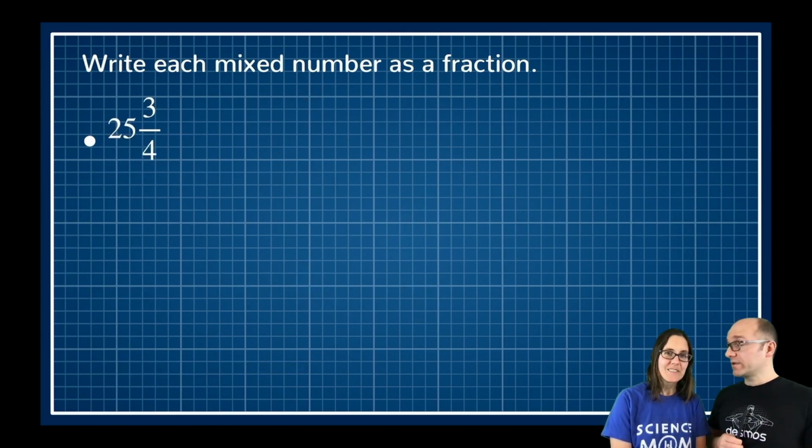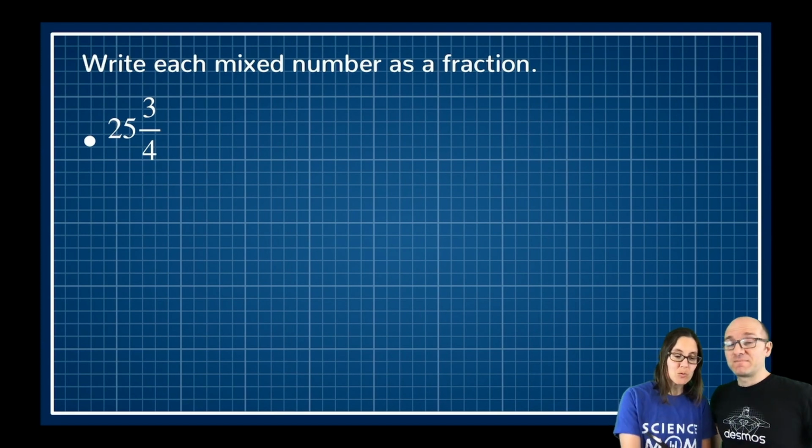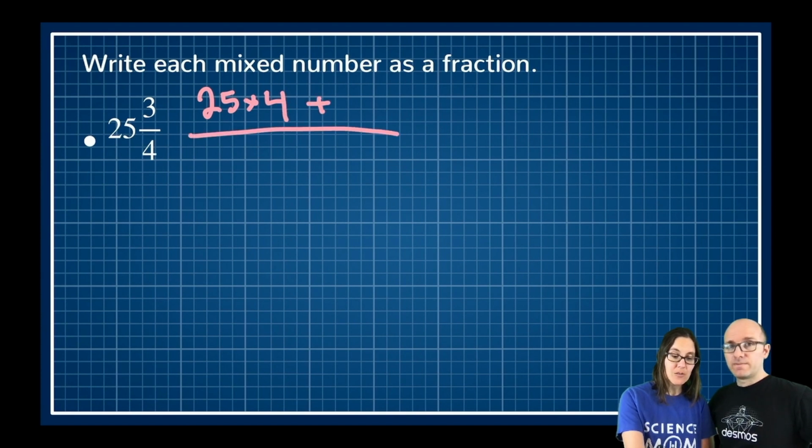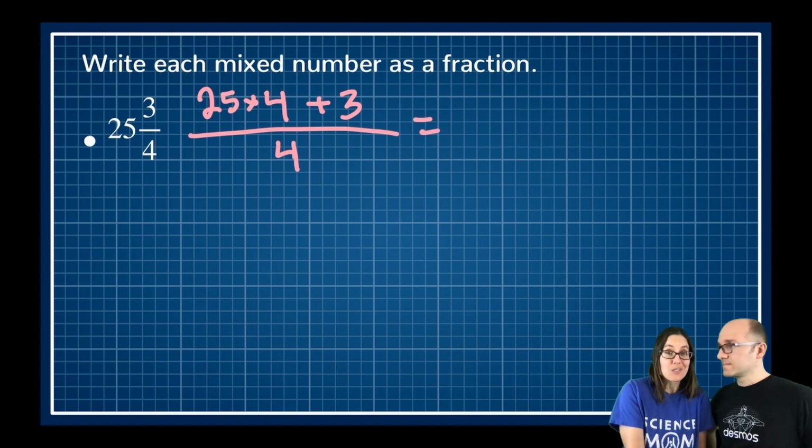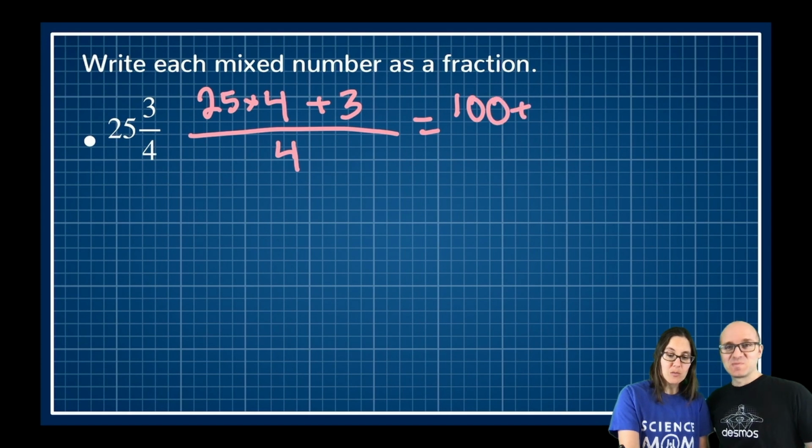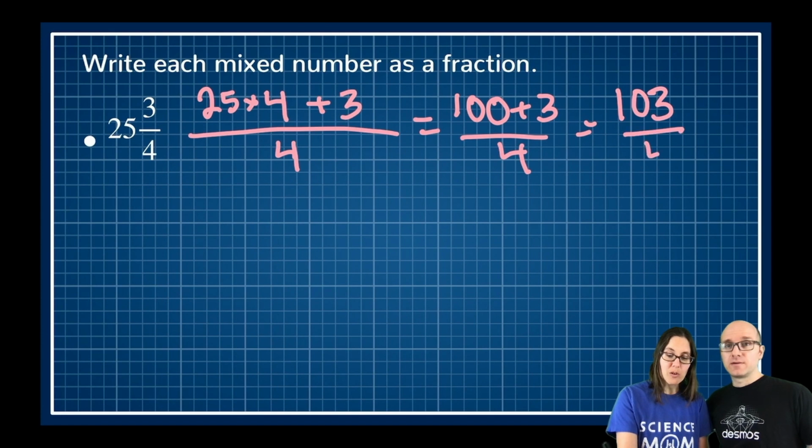25 and 3/4. All right, I'm going to try it with the rule this time. So 25 times 4 plus 3 all divided by 4. That's what I want to do because I am taking this whole number times the denominator and then adding the numerator. Now, 25 times 4 is going to be a big number. I like to just think of quarters. If I have 4 quarters, that equals $1. So 100 plus 3 divided by 4 is 103 divided by 4.